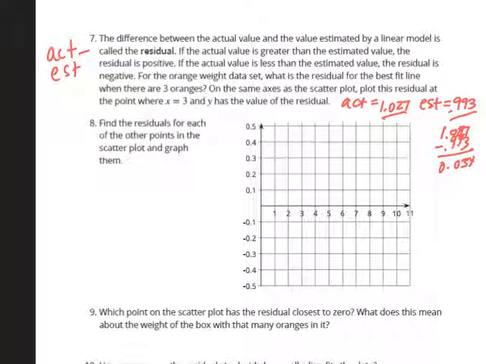In 8, we have to find the residuals for each of these points in the scatter plot. So for 3 oranges, all the way up to 10 oranges, and we're going to plot them all. Go ahead and do that on your own. You might have to switch back or rewind a bit to get all your numbers and plot them on your own, and then unpause it and see how you did.